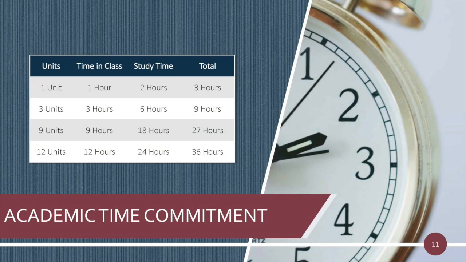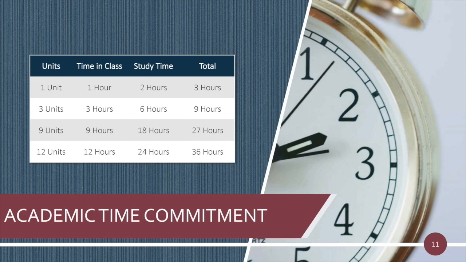Here is an average breakdown of how much time a student dedicates to their academics based on units each week. If you look at the first row, you'll see that for a 1-unit course, a student will spend about 1 hour in class and 2 hours outside of class, whether that means preparing for class, doing homework, reading, projects, etc., which equals to 3 hours a week dedicated to that class in total.